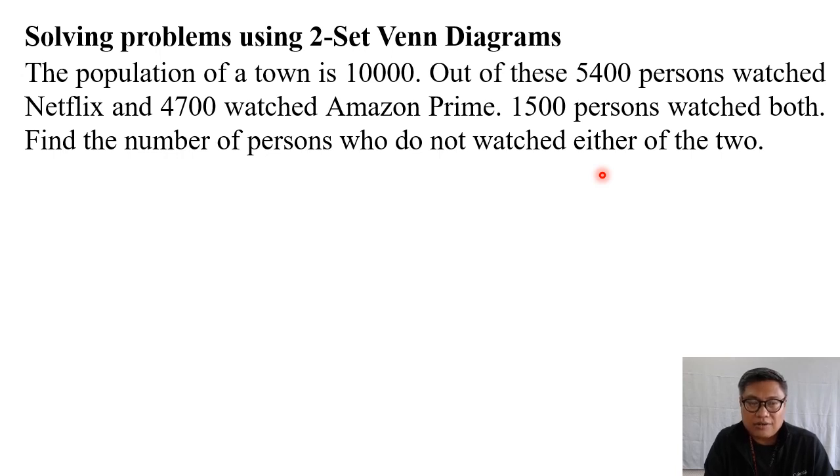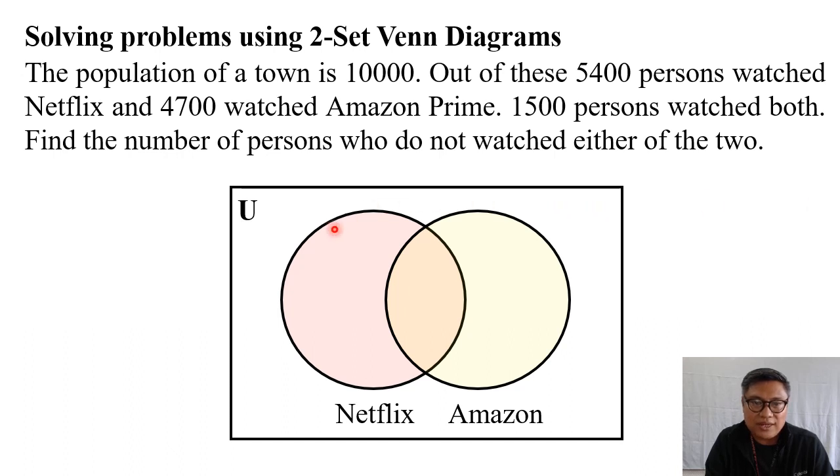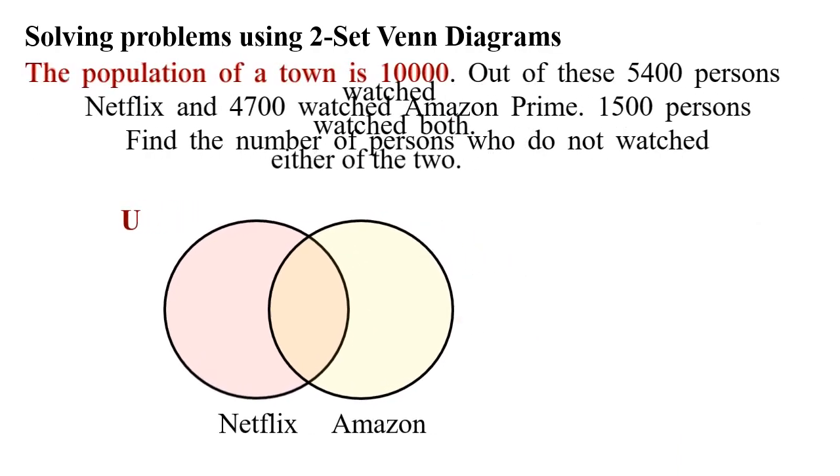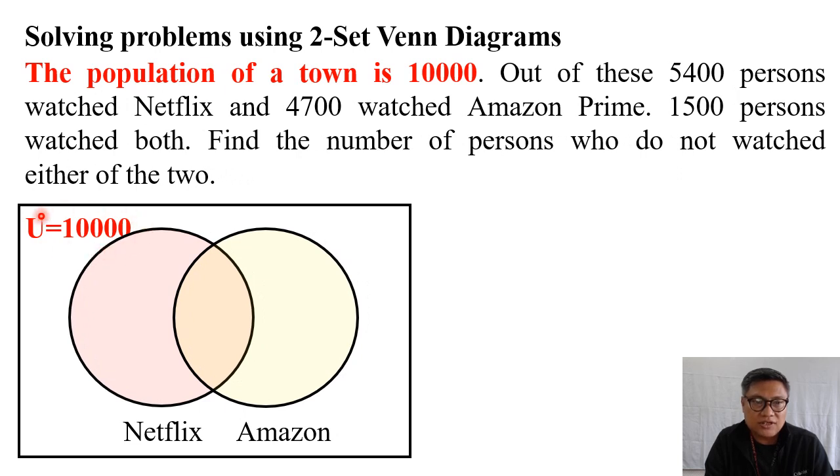So again, create a Venn diagram. And since we only have two sets, we have the set of viewers for Netflix and the set of viewers for Amazon Prime. Because we are given that there is a total of 10,000, we have to indicate here the 10,000. So this is our universal number of viewers. Then again, look for the intersection of the two.